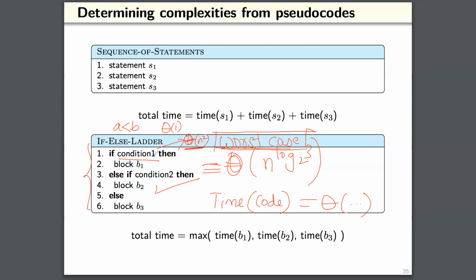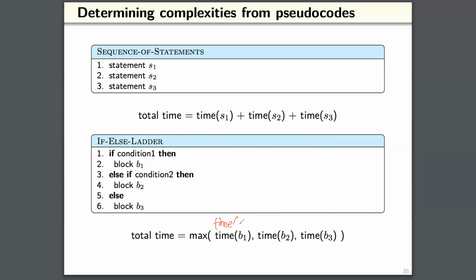That's a very good question as well. You need to take into consideration the time complexities of the conditions. So in that case, you can say time of condition 1, plus time of B1. Then time of condition 1 plus condition 2, then B2. Then time of condition 1 plus condition 2 plus condition 3, then B3. Make sense? Yeah. If you had another condition here, else no. Okay, thank you.